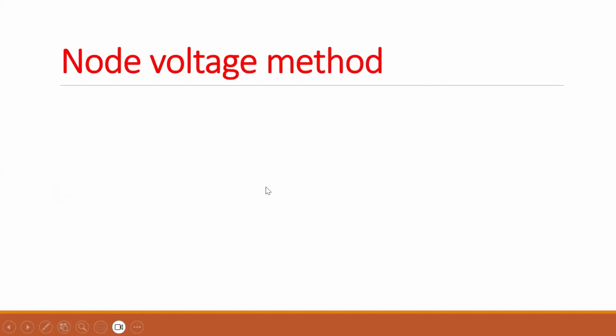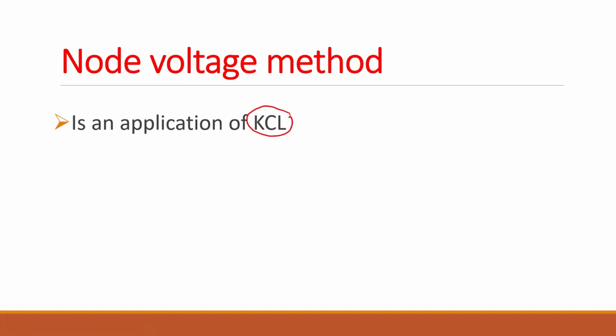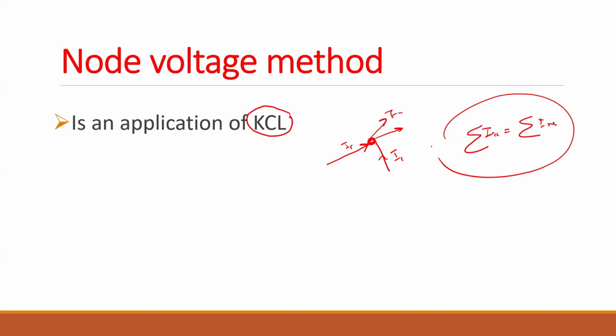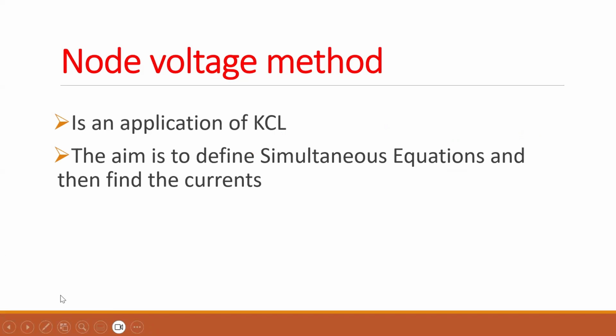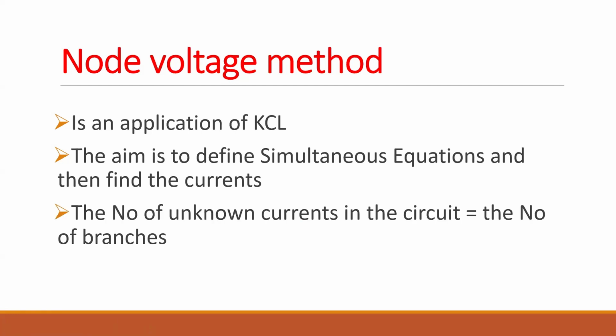Now let's see what we have to do here. So the node voltage method is a method where we are using KCL. I hope you know KCL. What KCL says is, when you consider a node, whatever current is coming into the node equals the sum of the currents going out. So current in equals the sum of the currents out. This is the basic principle that we are going to use to solve circuits using the node voltage method. And the aim is to define simultaneous equations and then find the currents. So we will get some equations and we find the unknown currents. The number of unknown currents in the circuit is equal to the number of branches. I will explain this with an example.